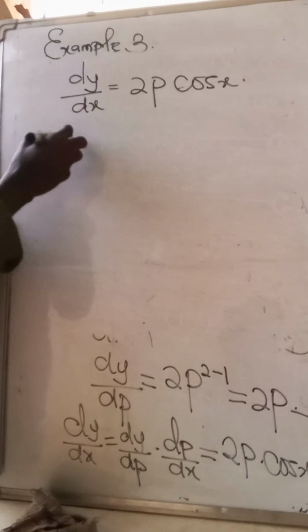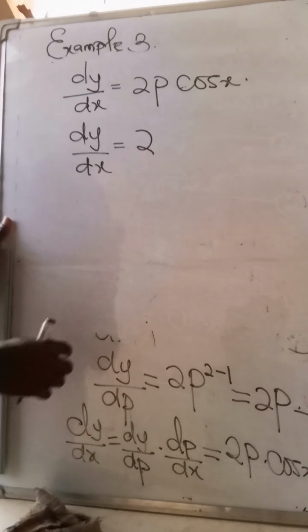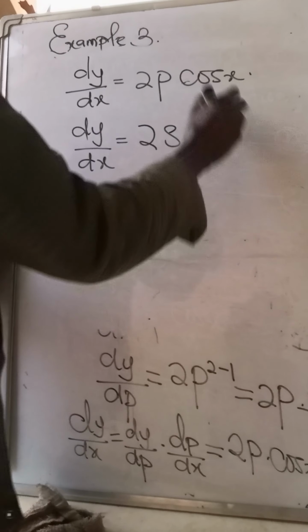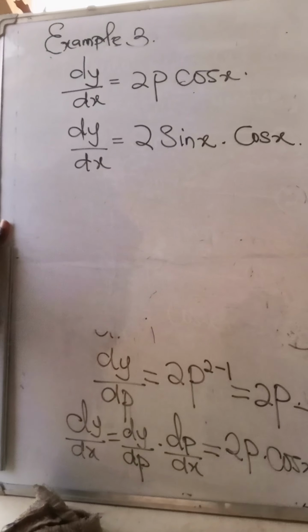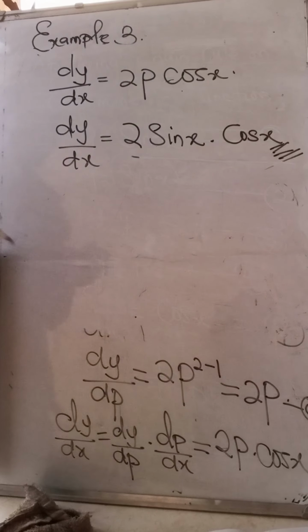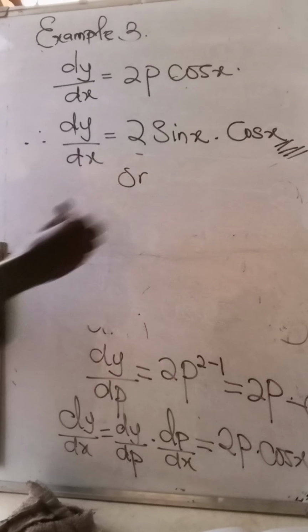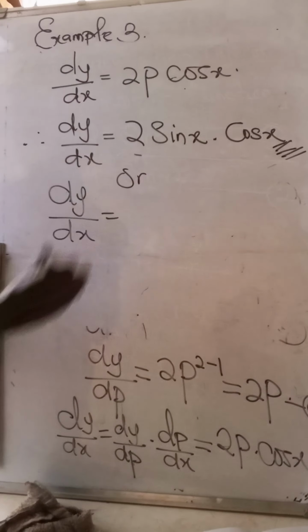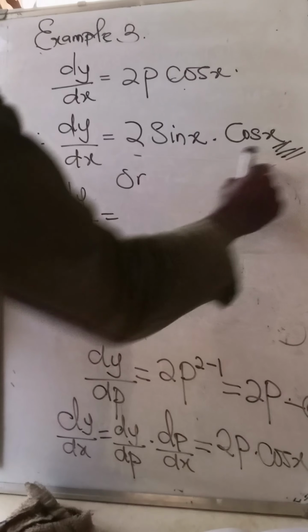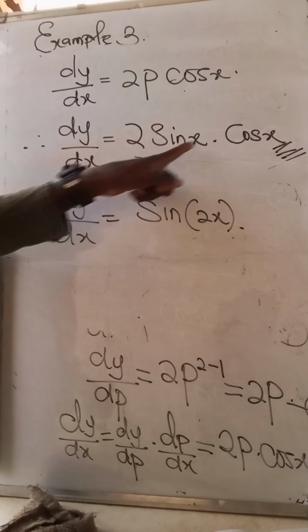Therefore, this shows that our dy over dx is equal to 2 times p, and p is equal to sine x. So this gives us sine x times our cos x, so 2 sine x cos x. Now note that if you see these two, this is your final answer. You can leave it like this. But in case you want to modify it to get a more sensible one, we can say dy over dx is equal to, whenever you see 2 sine x cos x, the same thing as sine 2x. Sine 2x is the same thing as 2 sine x cos x.